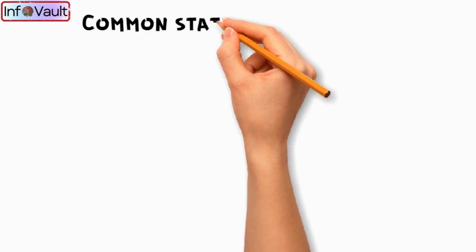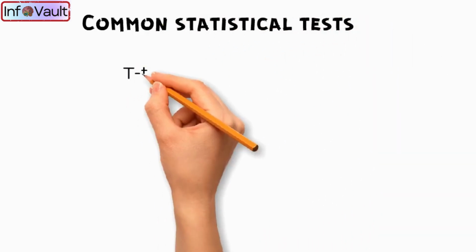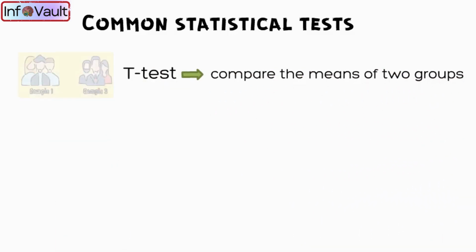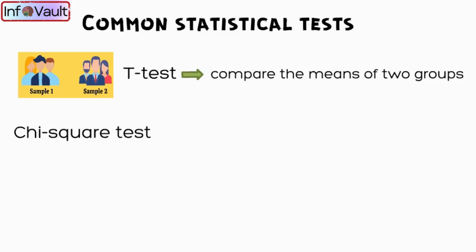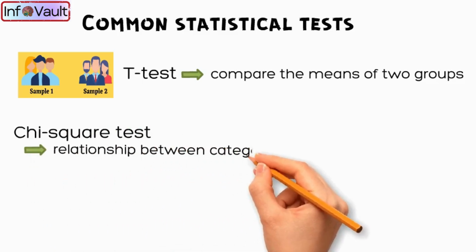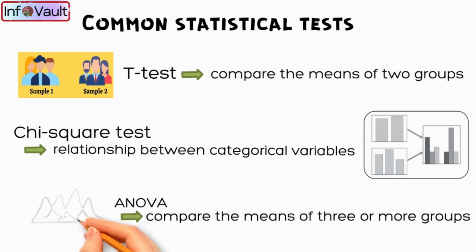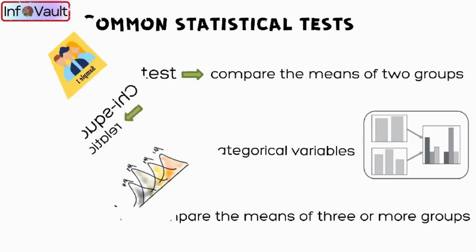Now let's discuss some common statistical tests that you might encounter. T-tests are used to compare the means of two groups to see if they are statistically different from each other. Chi-square tests are used to investigate the association between categorical variables. And ANOVA, or analysis of variance, helps compare the means of three or more groups. These tools each have their own purpose, depending on what you are trying to investigate.